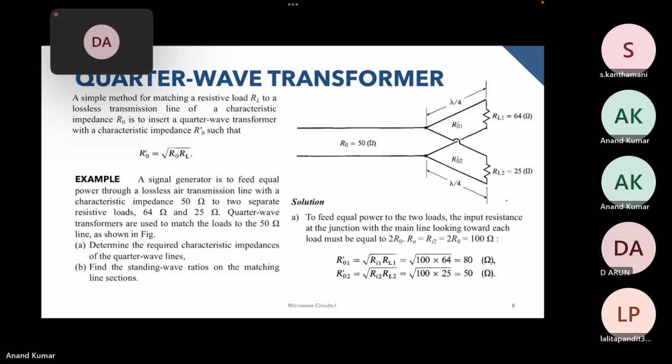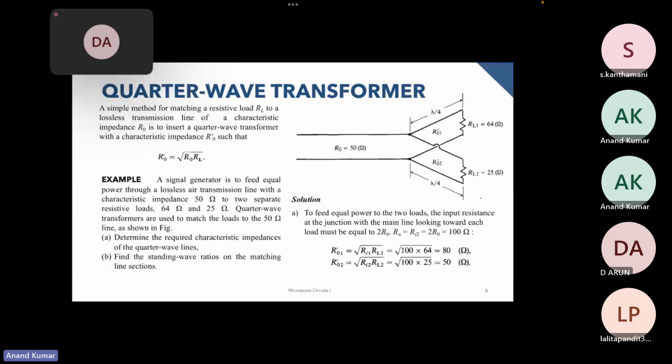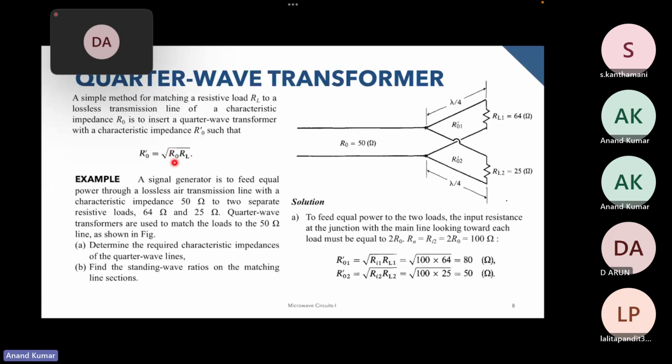For the quarter wave transformer, we had already seen this formula earlier. We are using this formula to match impedances R naught and RL. To do that, we take the product and its root, and the value that we get is the impedance of the transmission line that is to be put between these two impedances.